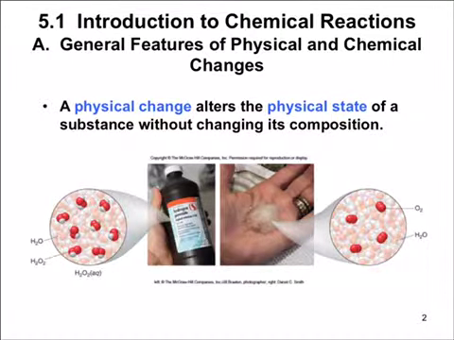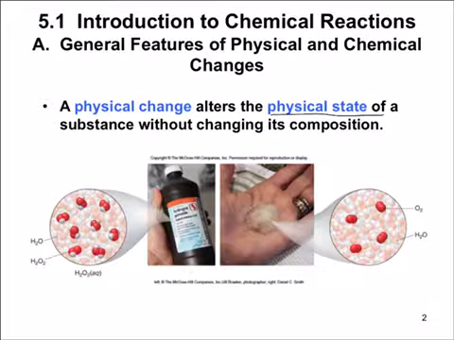The difference between a physical change and a chemical change is quite large. A physical change alters the physical state of a substance without changing its composition. So a physical change would be something like water boiling or water freezing. It's changing state, but at its heart, steam and ice are still water. The underlying material hasn't changed.